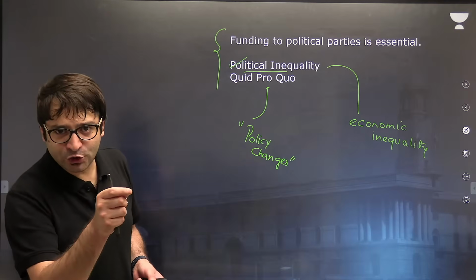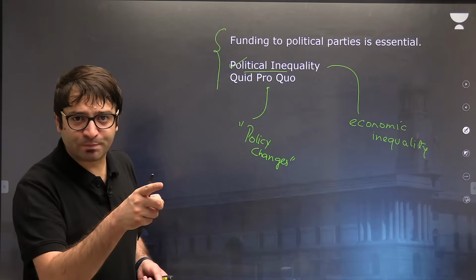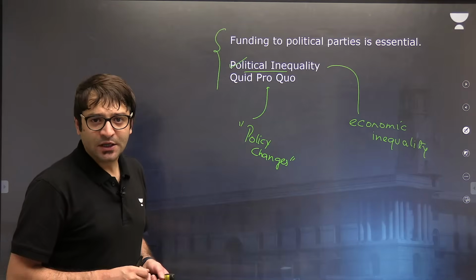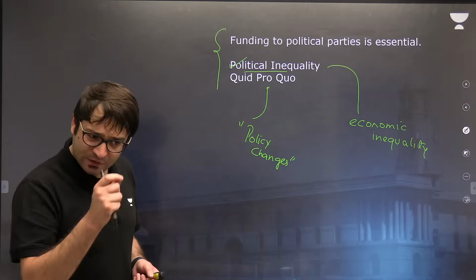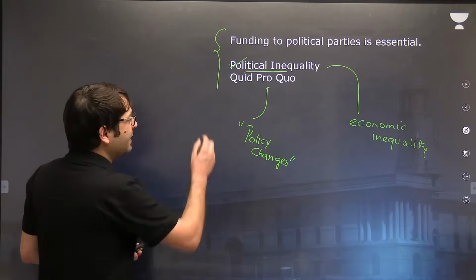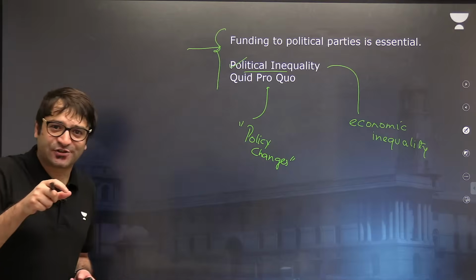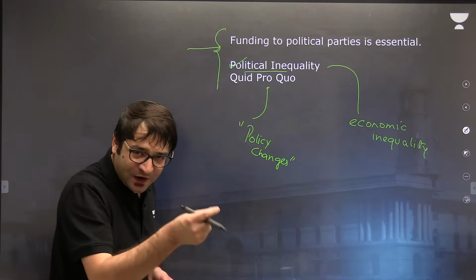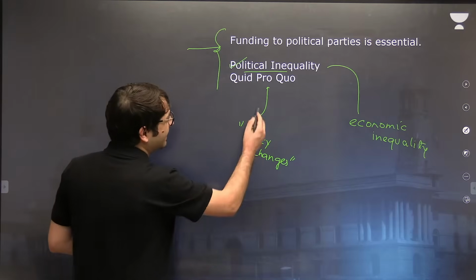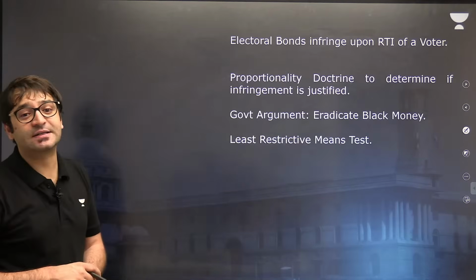I will donate money to you. Once you come to power, you will have to implement policies that benefit my business. You will have to grant me licenses. You will have to grant me permits. So funding to political parties is essential, but where is this funding coming from? That is essential too, because there is an element of quid pro quo which we cannot discount.